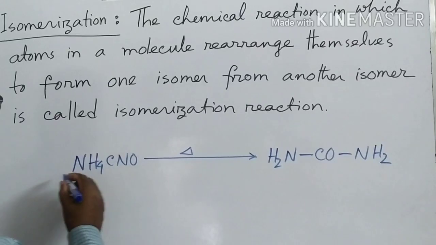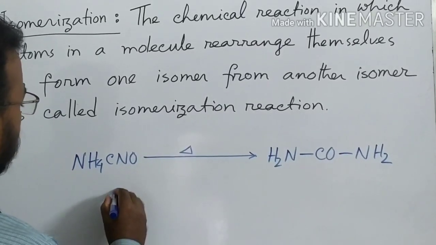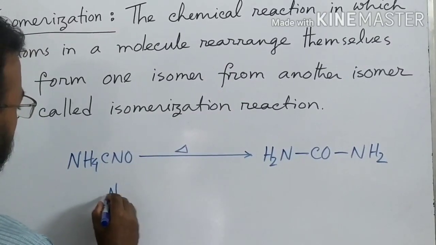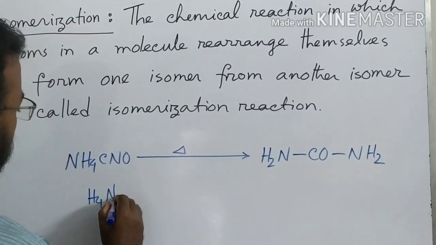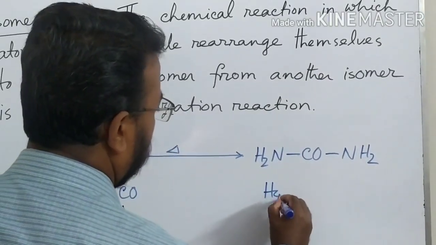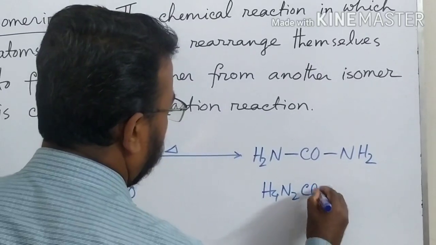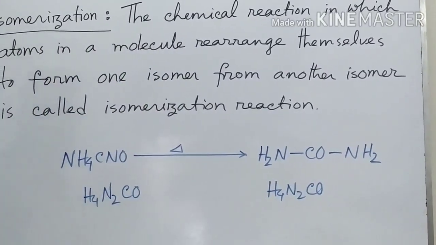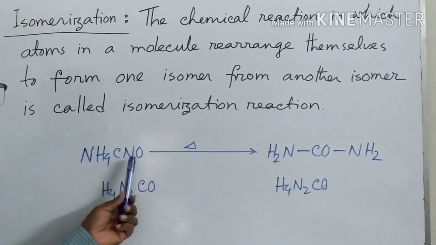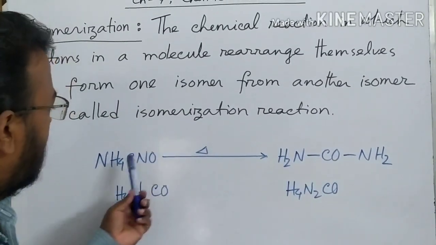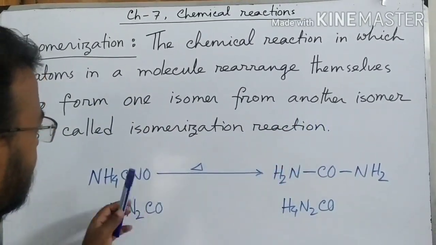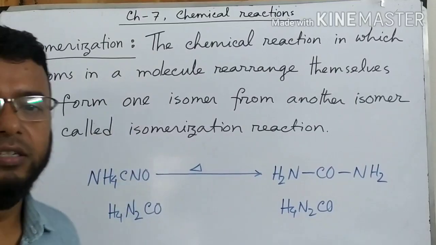So in both cases the molecular formula is the same, that means it is H4N2CO. Here also it is H4N2CO. So I told that if the molecular formula is the same but their properties are different, in this case these are called isomers to one another. So to form one isomer from another isomer, this process is called isomerization reaction.